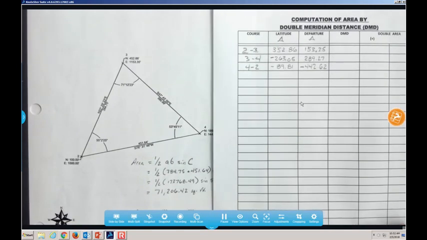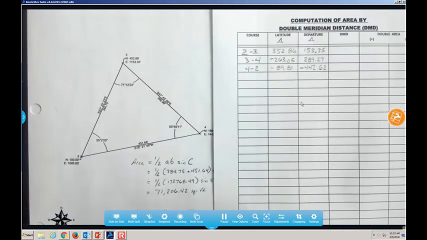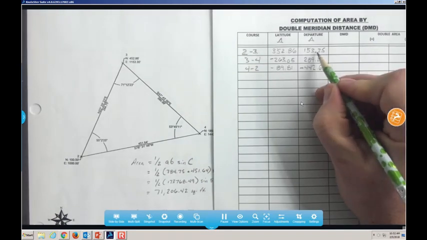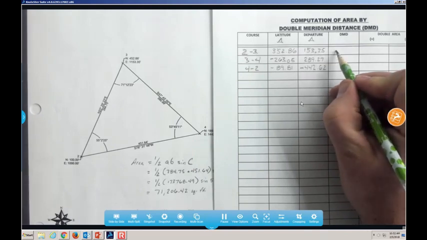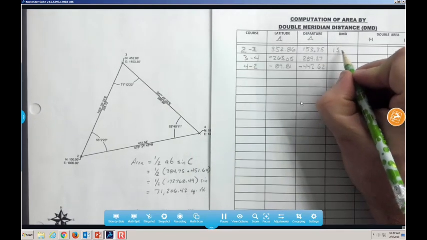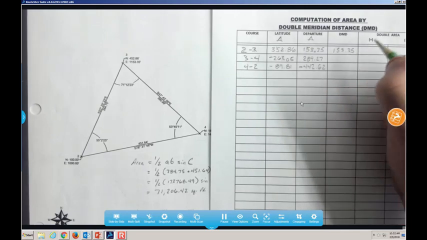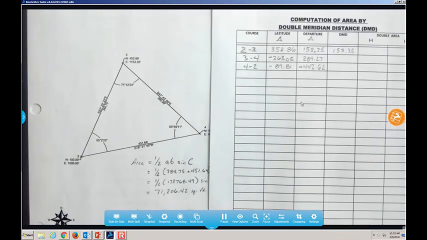All right, so we filled out all the stuff we know. We went around our figure and filled it all out. Now we know, from the PowerPoint we just talked about, that the double meridian distance of the first course is equal to our departure. So I can write the 153.35 in the DMD column there. It's always equal to the first departure.